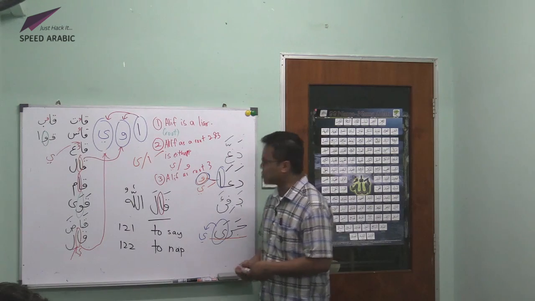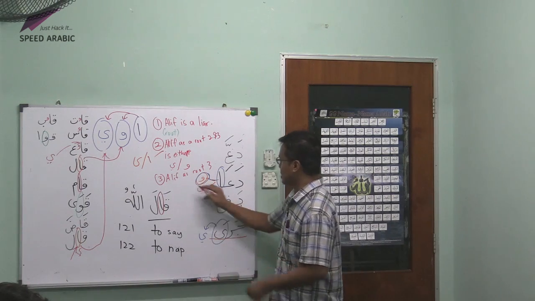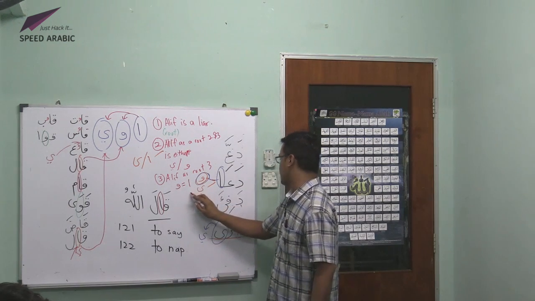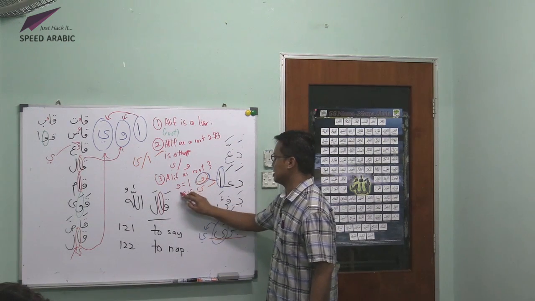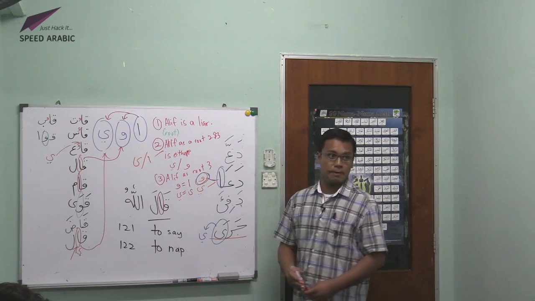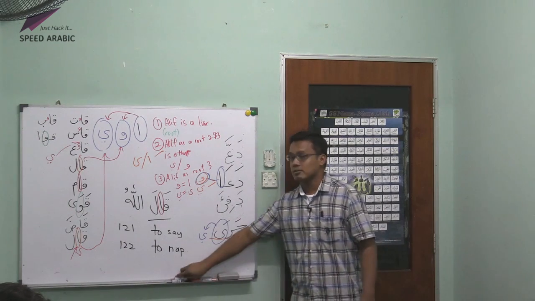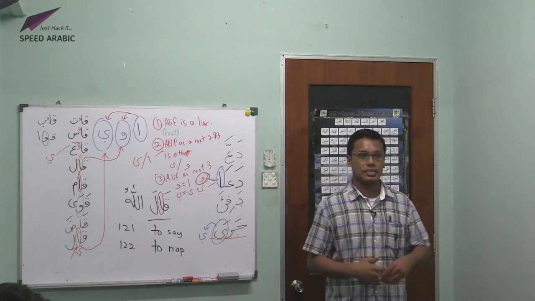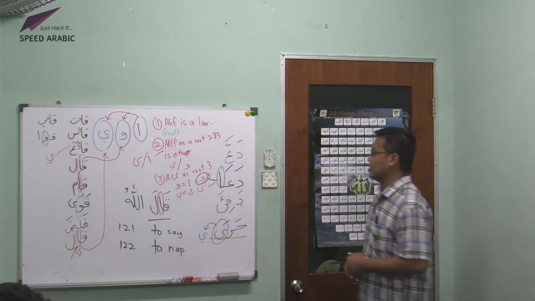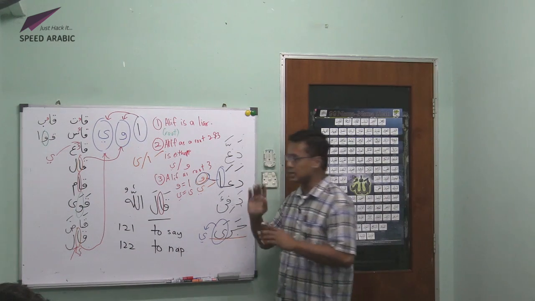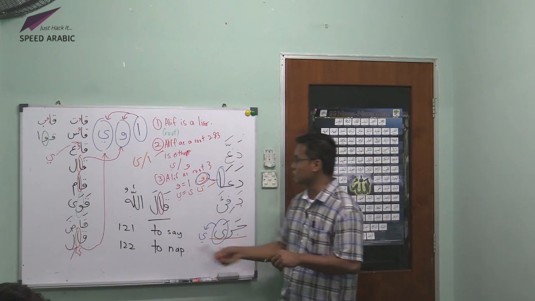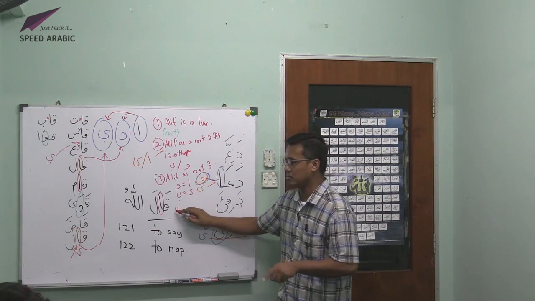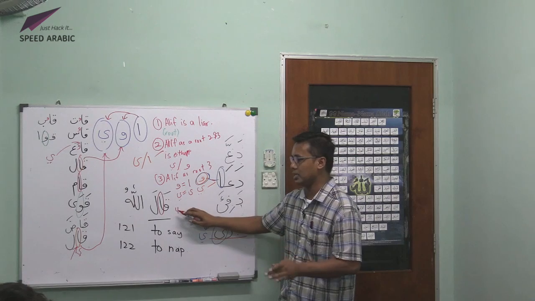So alif as root 3, if it's like this, that means it is waw. And if it's like this, it's ya. So when we hack the verses, then you will see how this is beneficial. This is just theory for now. Okay, last one regarding alif. We are done with alif.